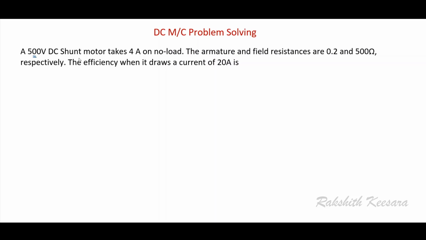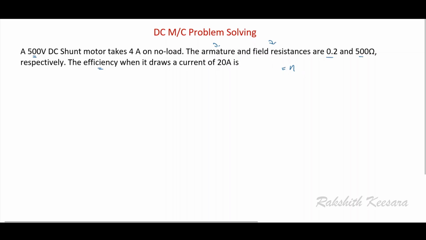A 500 volt DC shunt motor takes 4 ampere on no load. The armature and field resistances are 0.2 and 500 ohm respectively. Find the efficiency when it draws a current of 20 ampere. So this is the problem to calculate efficiency. Let us see the approach.